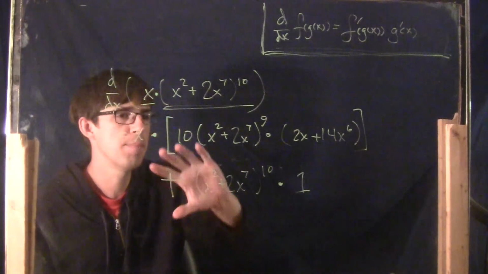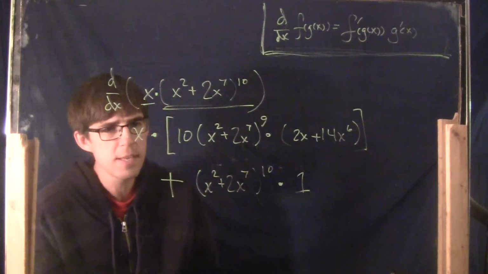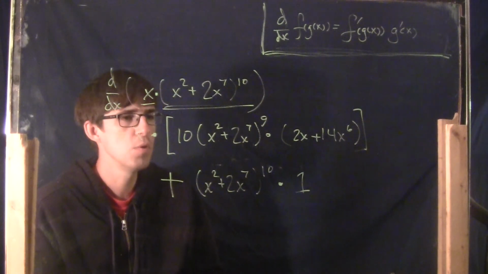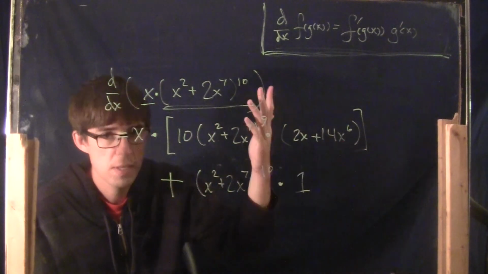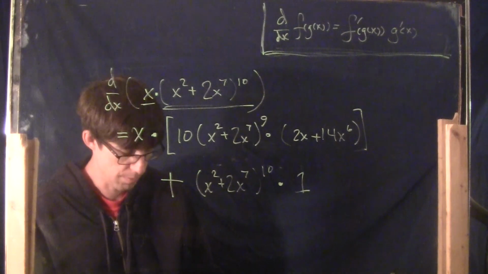A little complicated here. As usual, you could try to simplify this thing, although I don't see any reason why you should, unless somebody tells you to. I would say just leave your answer like this. This is the derivative. That's really all there is to it, the chain rule.